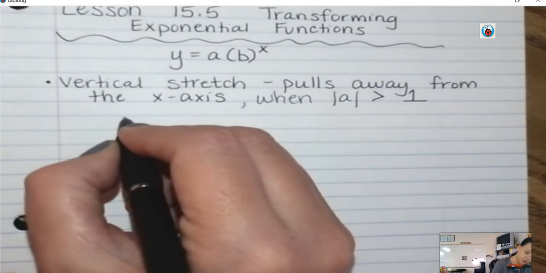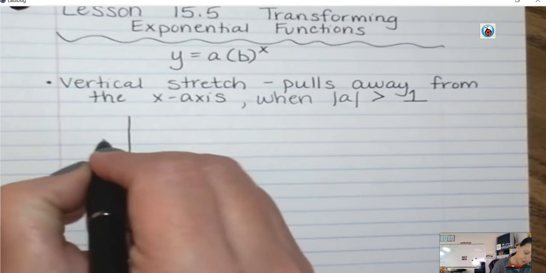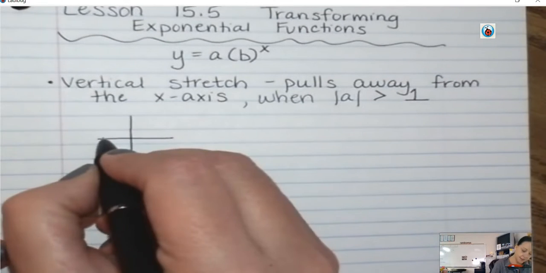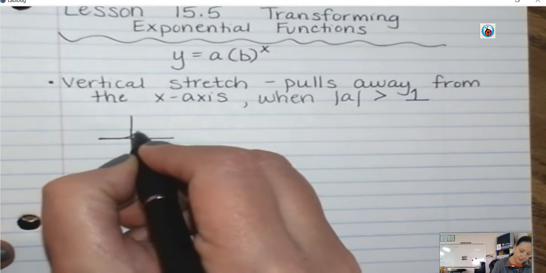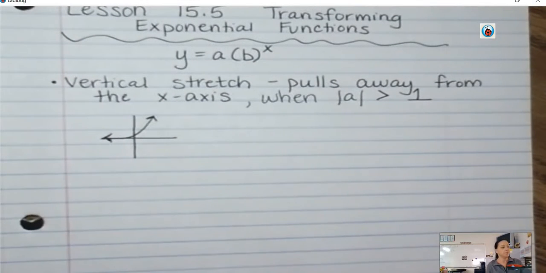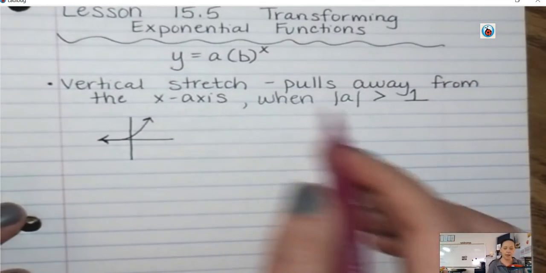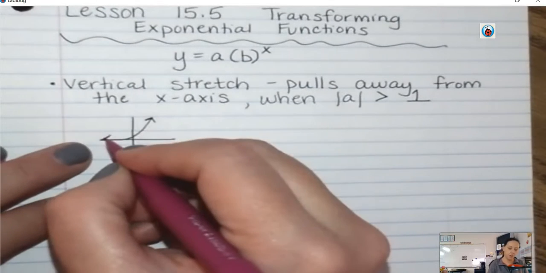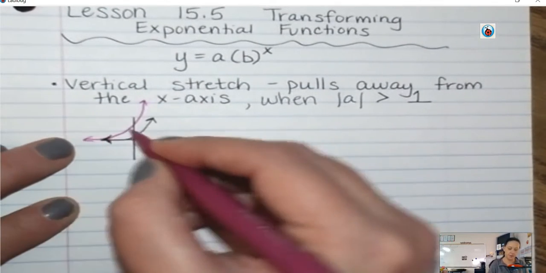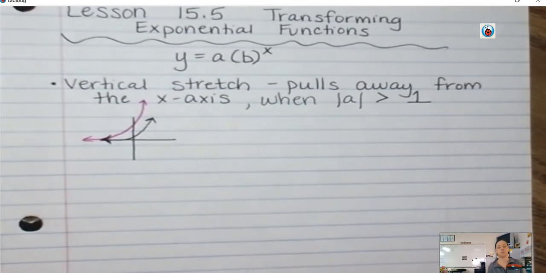So what this would look like is if I had a graph, and let's say my original graph was like this. If something is pulling away, if that a value, the absolute value of a, is bigger than 1, it's going to pull away faster. So it might just go up faster.